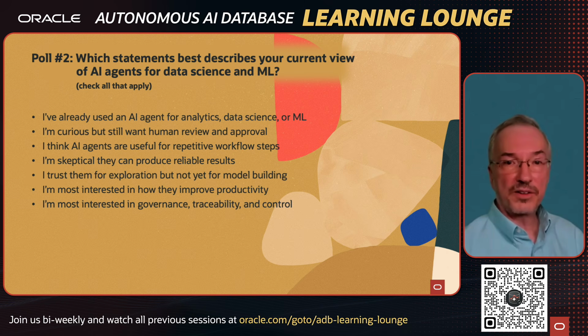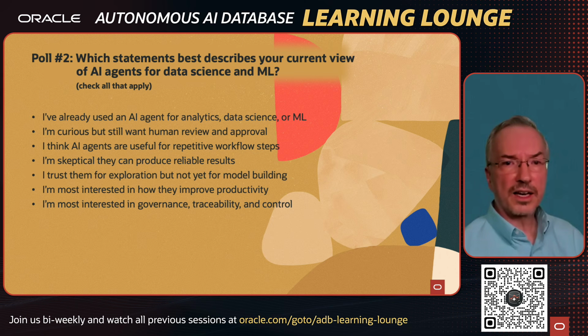So Marcos, it looks like we're ready for our next poll. Which statement best describes your current view of AI agents for data science and machine learning? Perhaps you've already used an AI agent for this, so you're quite comfortable with it. Maybe you're curious, but still want to make sure that humans review and approve the results. Do you think AI agents are useful for repetitive workflow steps? Maybe you're skeptical they can produce reliable results at all. You may trust them for explanation, but not yet for model building. Perhaps you're interested in how they can improve productivity, or mostly care about governance, traceability, and control.